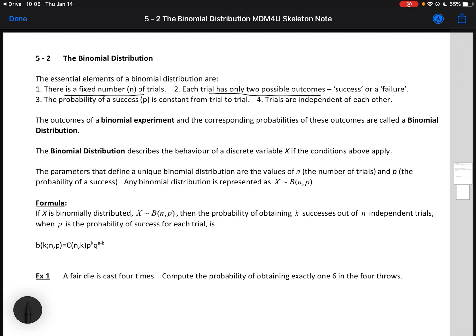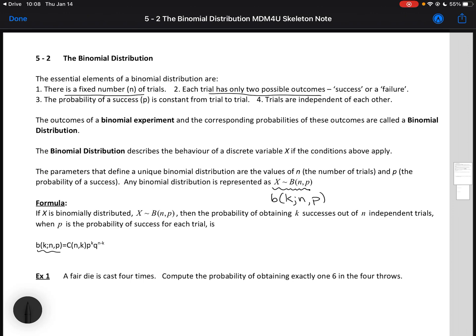The outcomes of a binomial experiment and their corresponding probabilities are called a binomial distribution. So we can represent a binomial distribution like this. We can also represent it as seen here as the number of successes that we want, the number of trials, and then the probability of success.